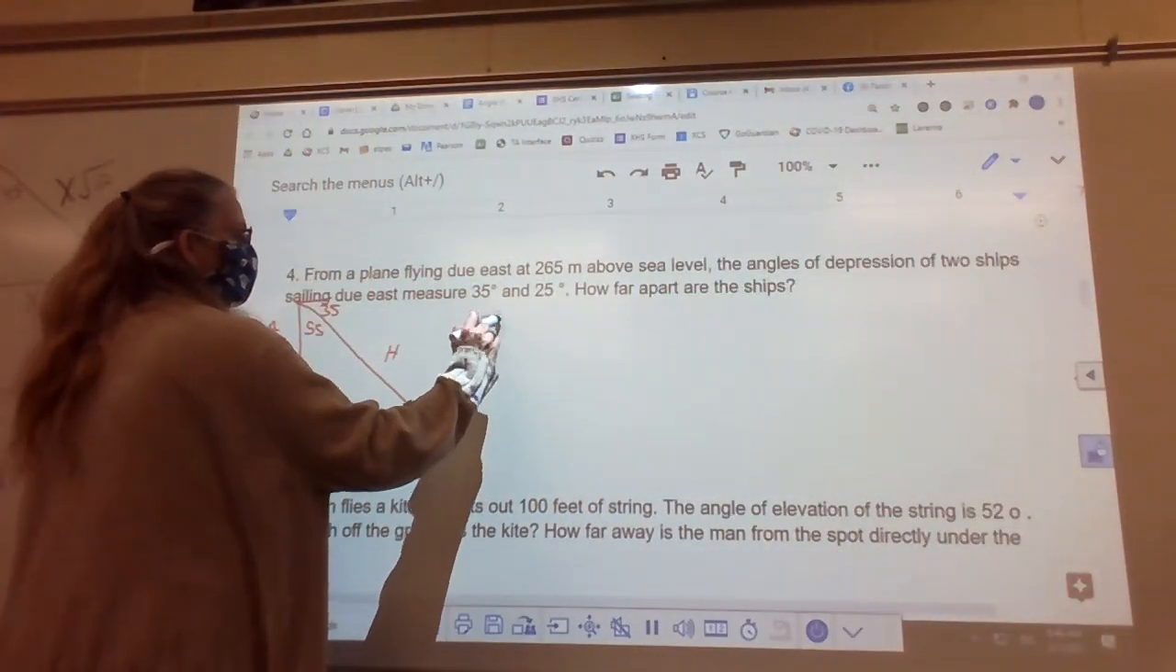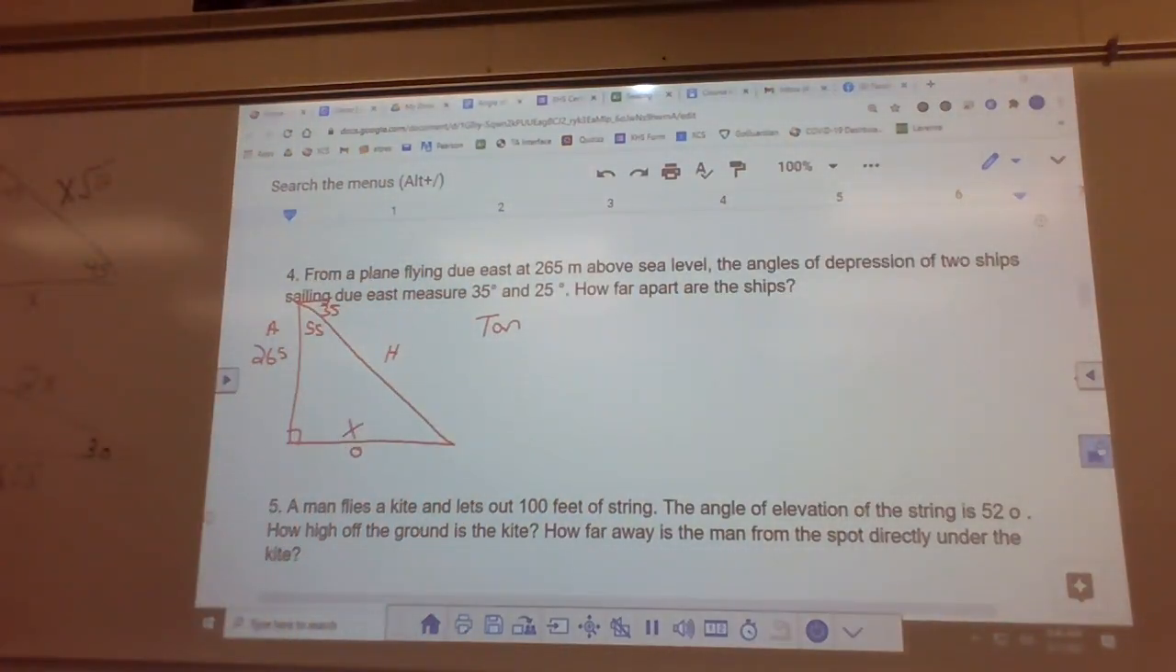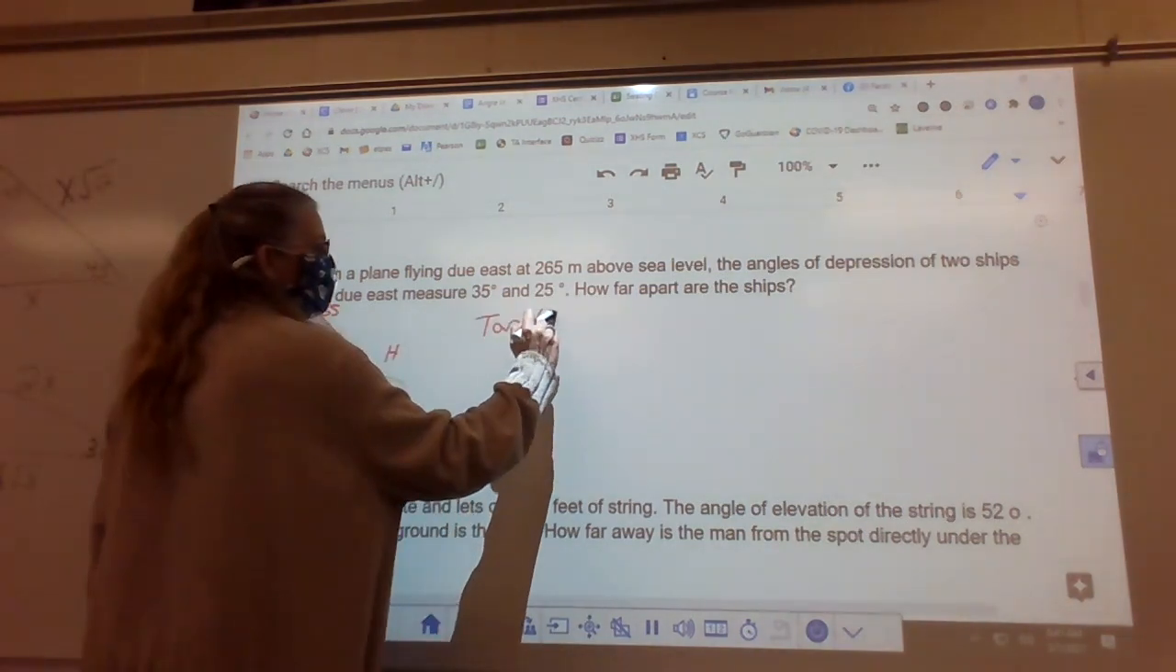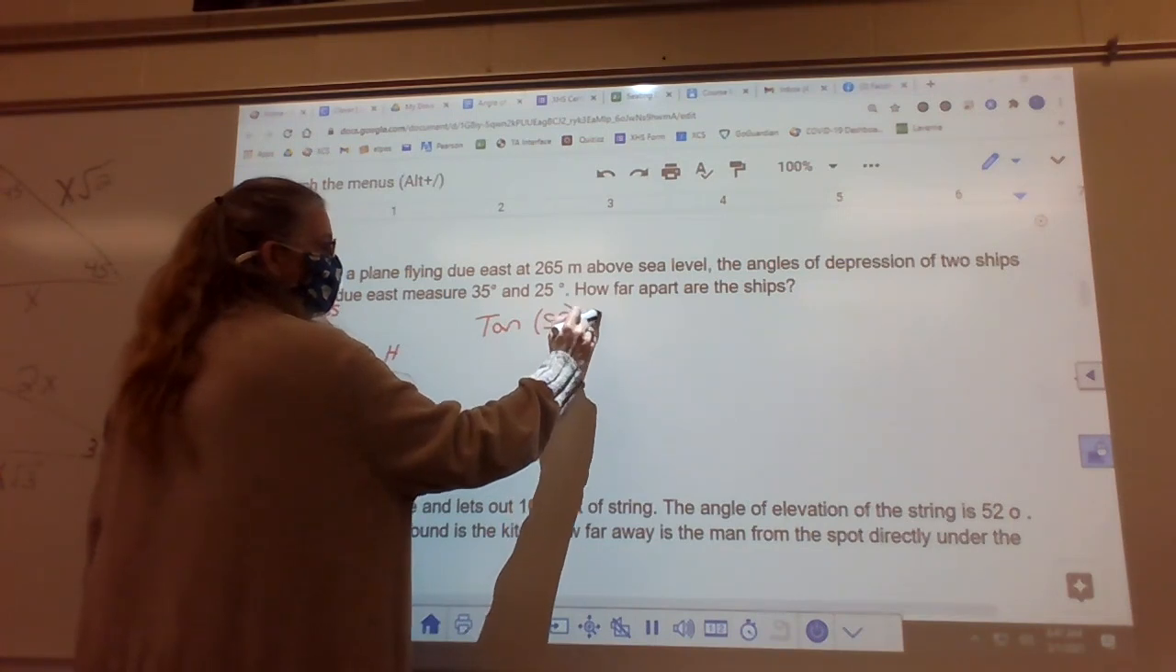So tan of the degree, because I know the degree. All the ones today, I know the degree. Tomorrow we'll have some that I don't know the degree.